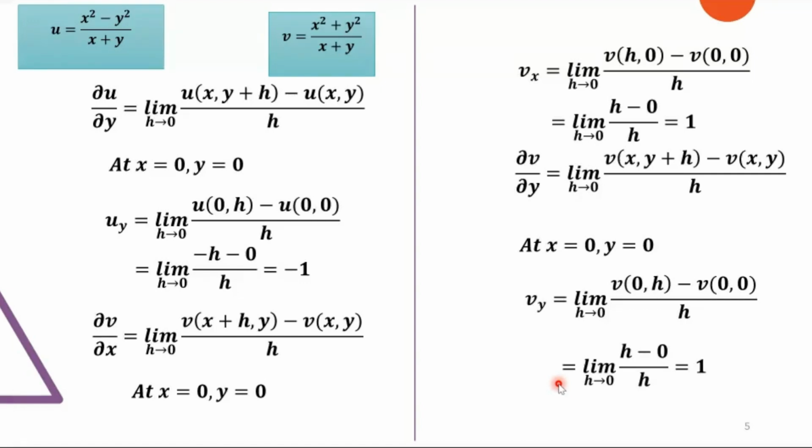Okay, so what constants have we got? We got ux, uy, vx, vy. So all of these, what have we got? ux was 1, uy is -1, vx is 1 and vy is 1. See whether CR equations are satisfied at x equal to 0, y equal to 0. Is it true? The value of ux was 1, uy came as -1, vx is 1, vy is also 1.